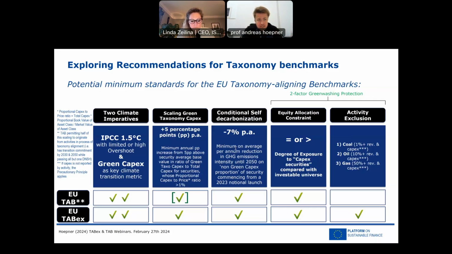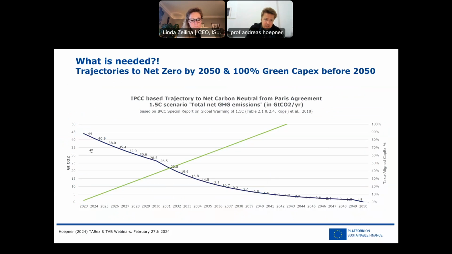So that is the structure of TAP and TAPEX, and visually speaking, it means we have a decarbonization strategy like in the PUP, and we're greening the CapEx 5 percentage points year on year, targeting 100% green CapEx prior to 2050, well ahead, so between 2040 and 2045. This is a global chart here. If we looked at an EU chart, we would be starting around 11, 12, 13%, depending on universe.